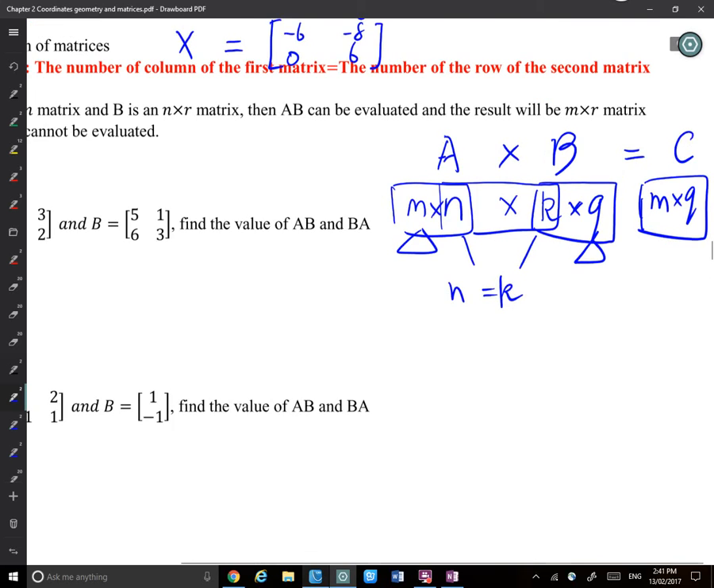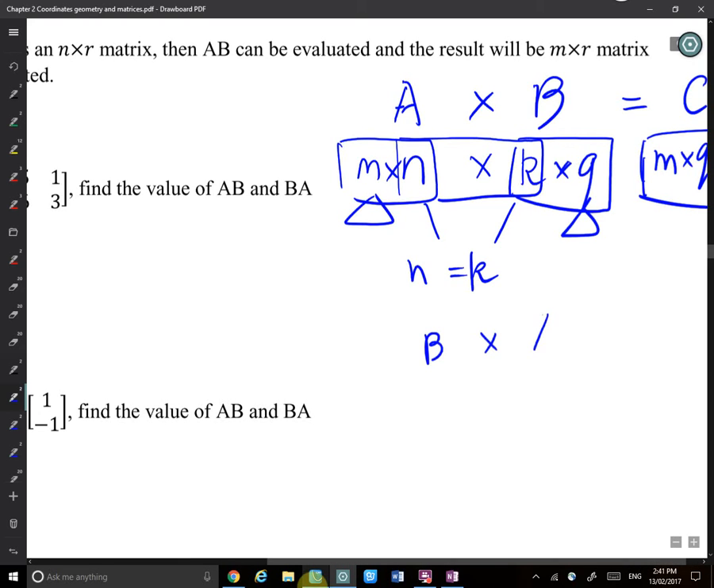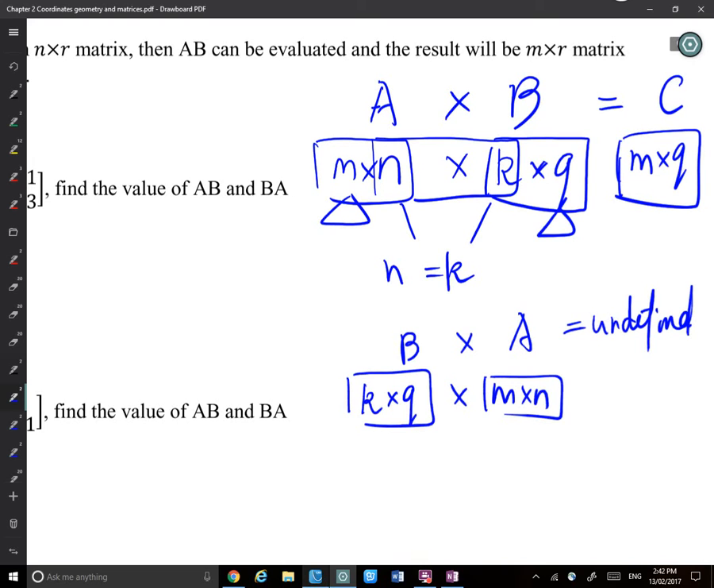So A times B and B times A will be different. When you do B times A, it's K times Q times M times N, but Q and M are not equal. So B times A will be undefined, but A times B can have an answer. If M and Q are not equal, then B times A will be undefined, but A times B is alright. Let's do one example.